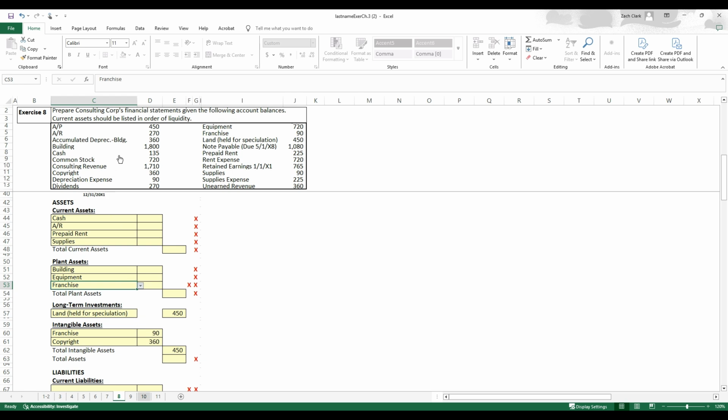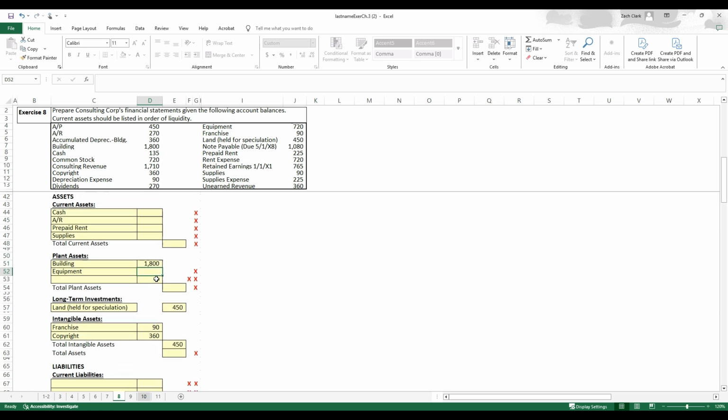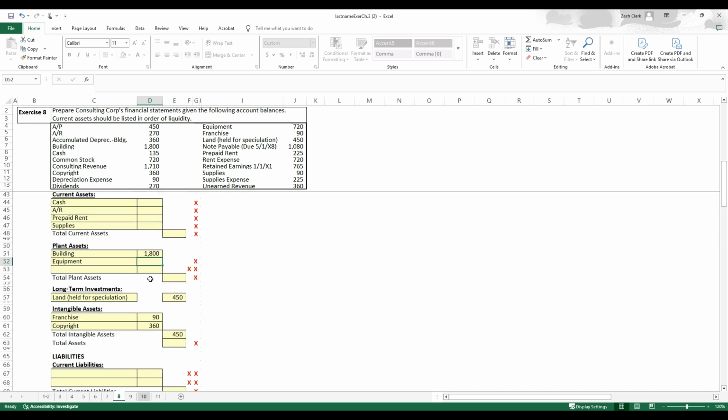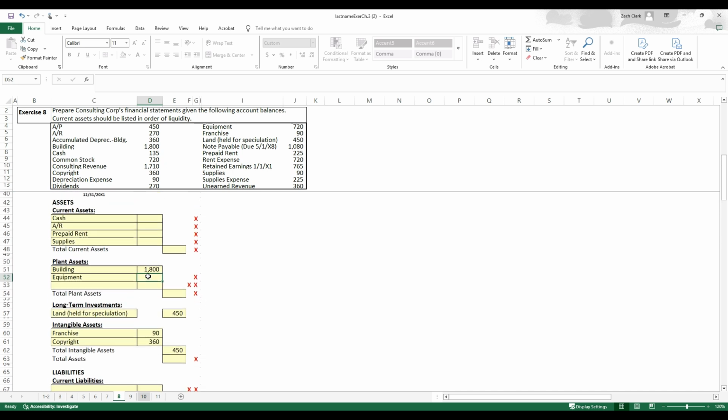So, what are we missing here, though? We've got building, equipment, and no payable, prepaid rent expense, supplies. What are we missing? I'm going to put these in. Oh, you know what? Okay. I think what they are getting at is building and equipment.